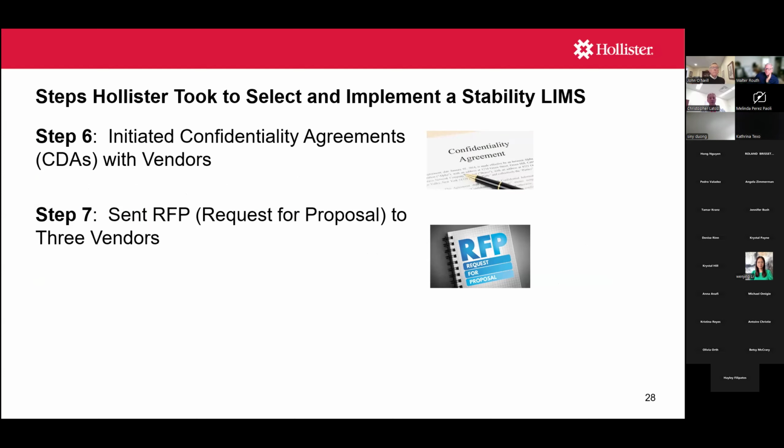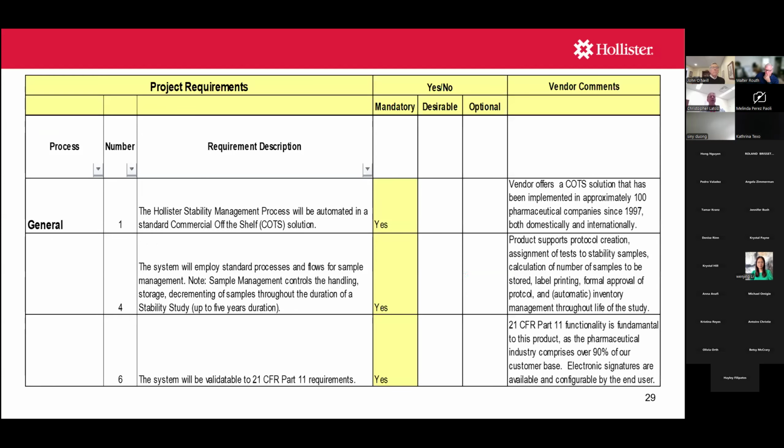So this is a request for a proposal. Essentially, as you'll see on the next slide, this took all of our user requirements. This was an example of some of the general requirements. We clearly identified if they were mandatory, desirable, or optional. And then this was sent to each of the 3 vendors in the form of a spreadsheet. I think we had roughly 100, 120 total user requirements, and we gave the vendors, I think, 30 to 45 days to respond.